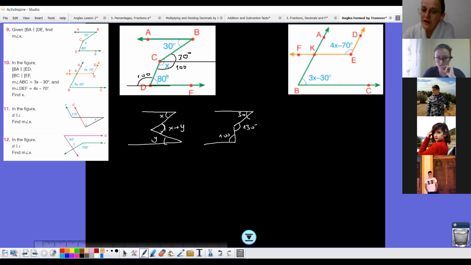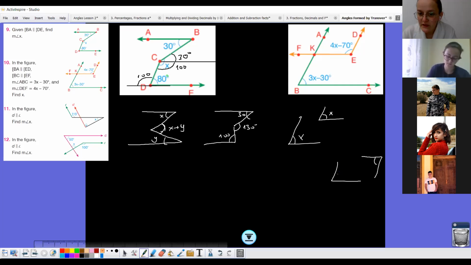What did we have? If they are in the same direction, this one is equal to this one, they are the same. Or if they are in the opposite direction, I couldn't draw it well, but this one and this one, they are the same if the sides are parallel. So here what will we do, what do you think?